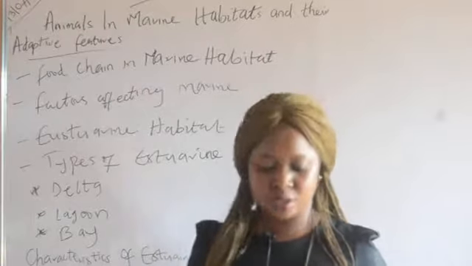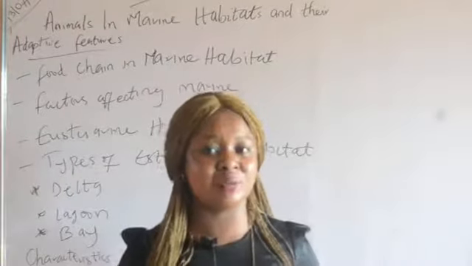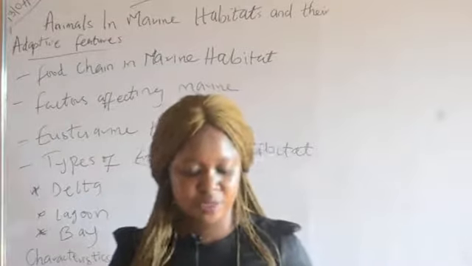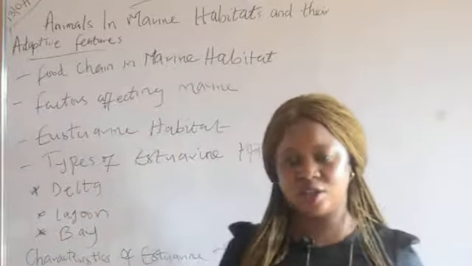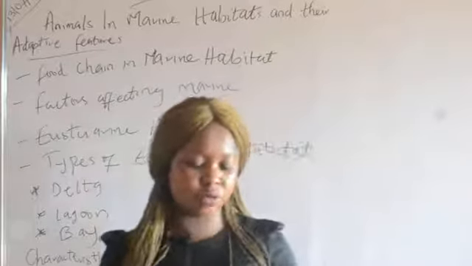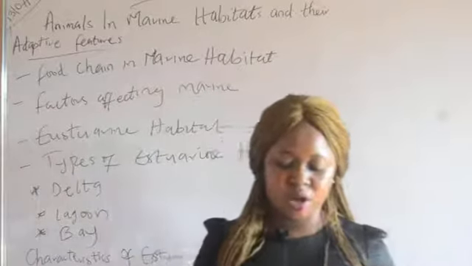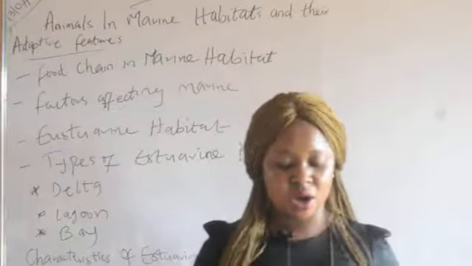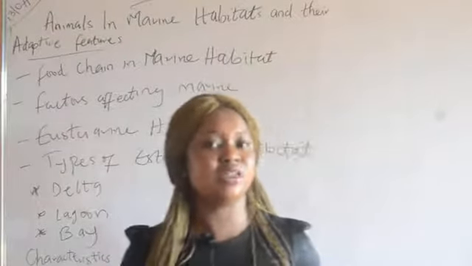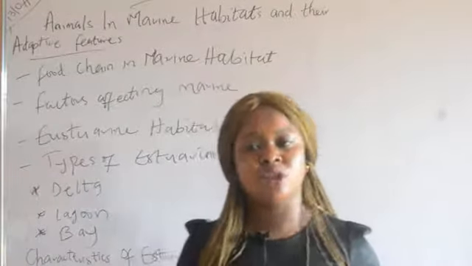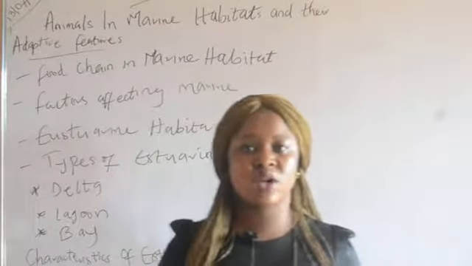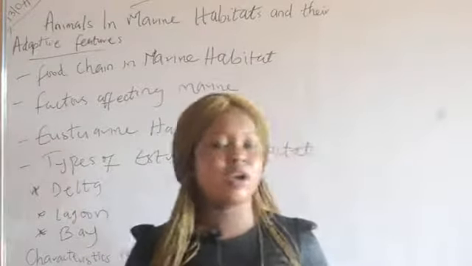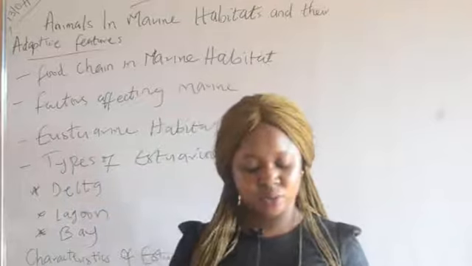Another one is the shrimps, which are also found in the marine habitat. The shrimps possess powerful claws, also called chelipeds, for sieving or holding prey. That's how they survive. They use the claws to catch prey, and they feed on those prey.